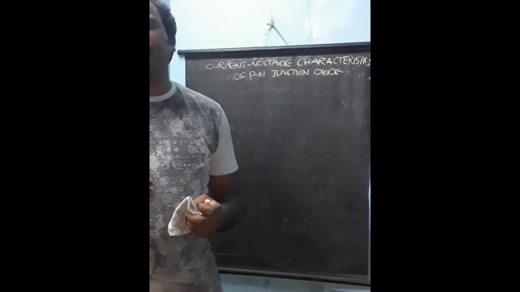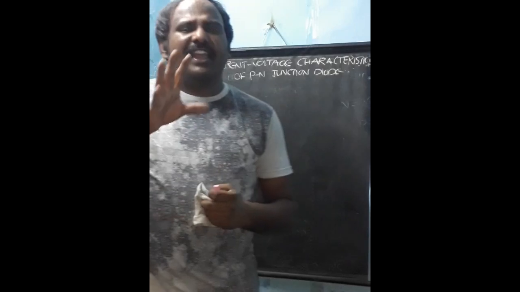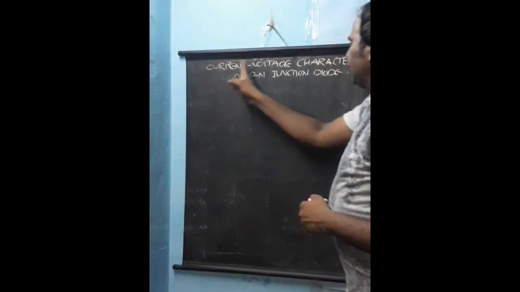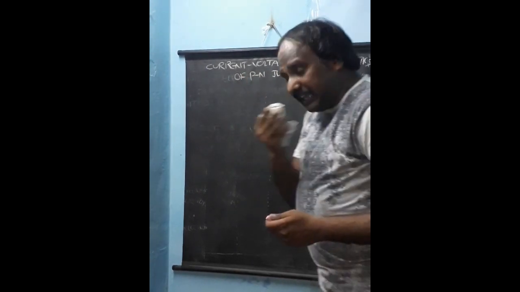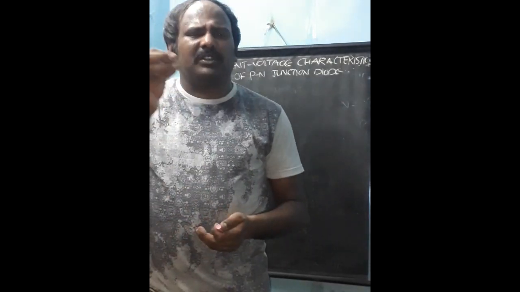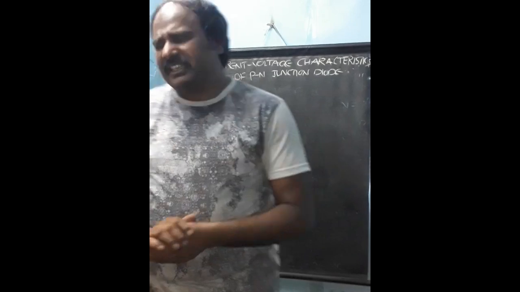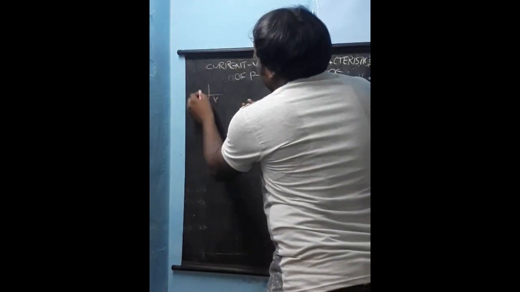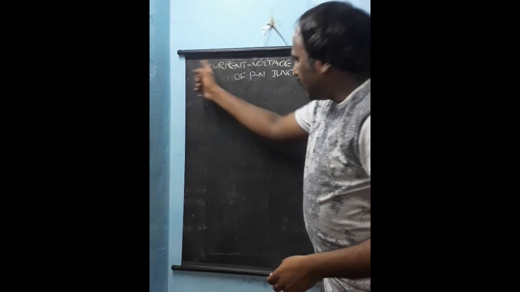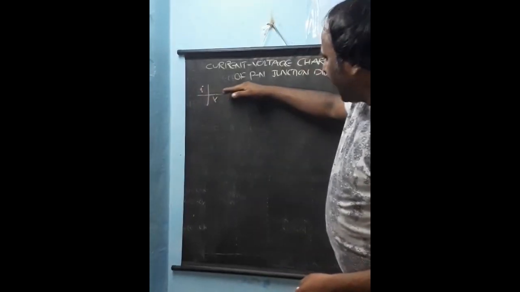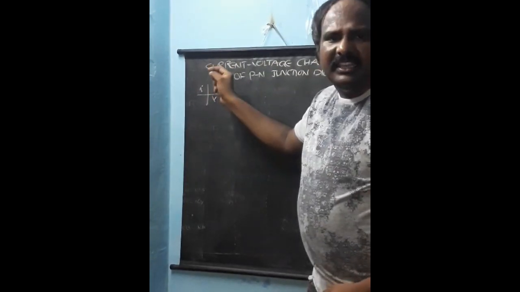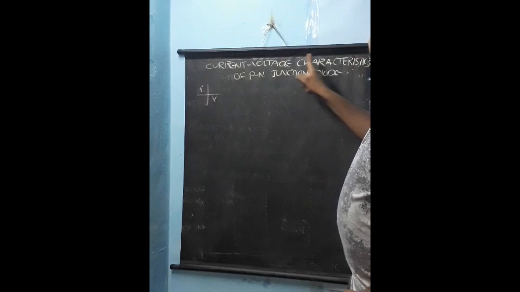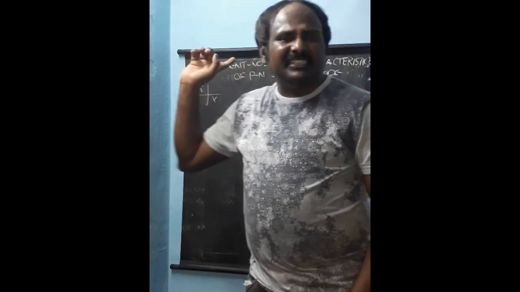Coming to the last part of the p-n junction diode, where we will discuss the current-voltage characteristics of the p-n junction diode. Current-voltage characteristics means nothing but a graph between voltage and current. If you draw a graph taking voltage along the x-axis and current I along the y-axis, such a graph is called the current-voltage characteristics of the p-n junction diode.